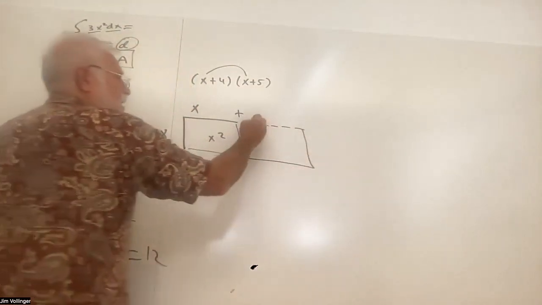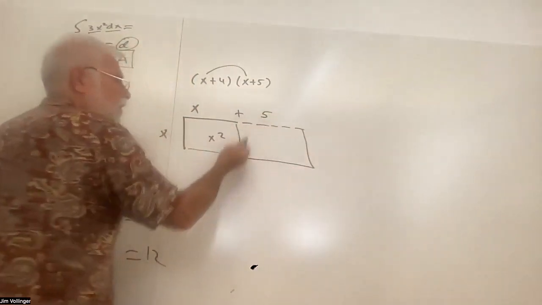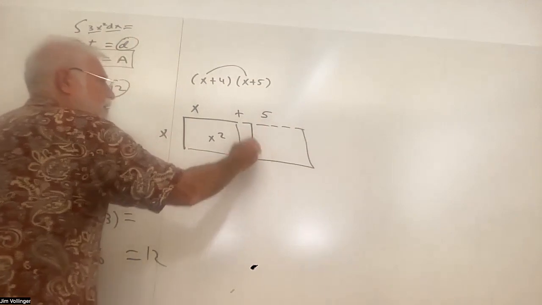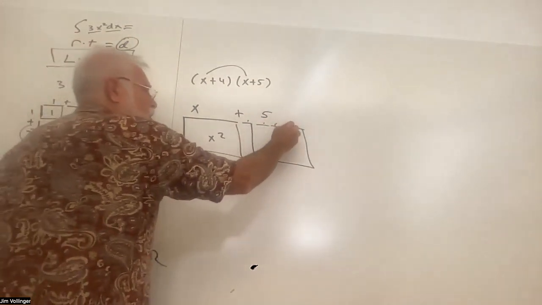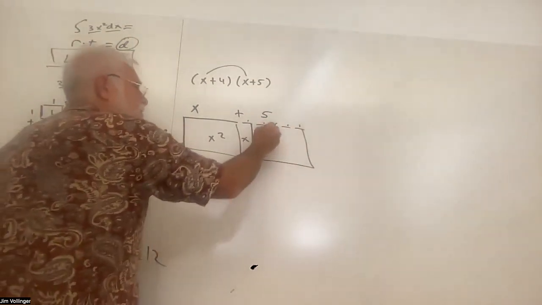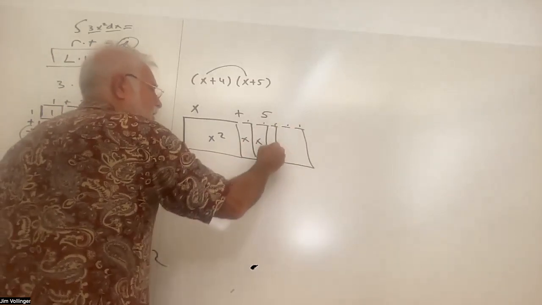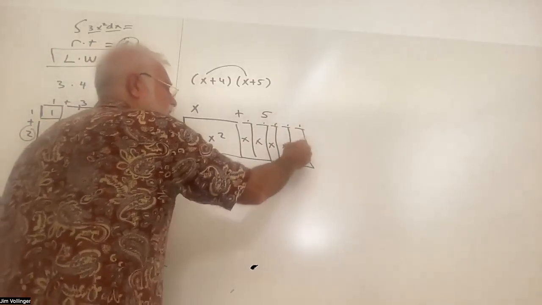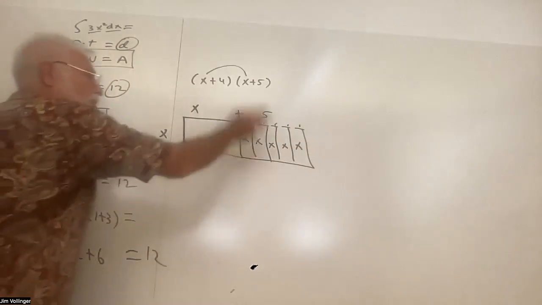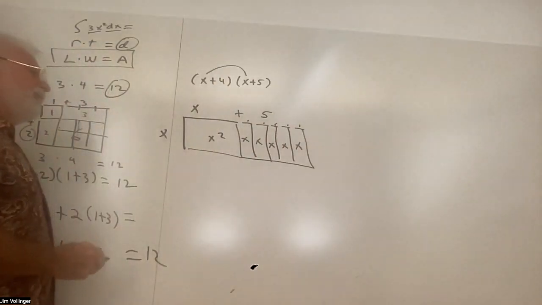Okay, so I've got x times 5. So I know that's 5x. And where does it come from? Remember, 1, 1, 1, 1, 1. That's an x. That's an x. That's an x. That's an x. That's an x. Those look like terms to me.